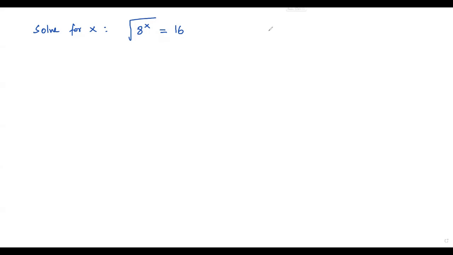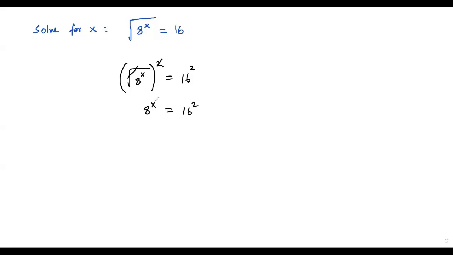In any equation, if I want to get rid of the square root, I have to square both sides of the equation. So let me square both sides of this equation. That is, square root of 8 to the power x, whole squared, equals 16 to the second power. Here the square root and square will cancel out. I'm getting 8 to the power x equals 16 to the second power.